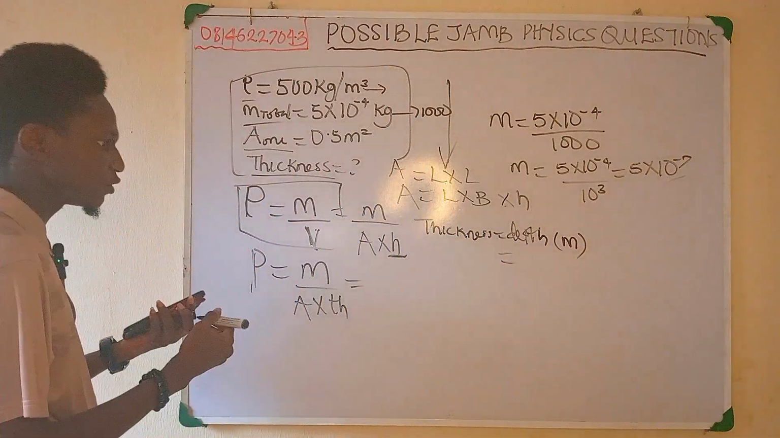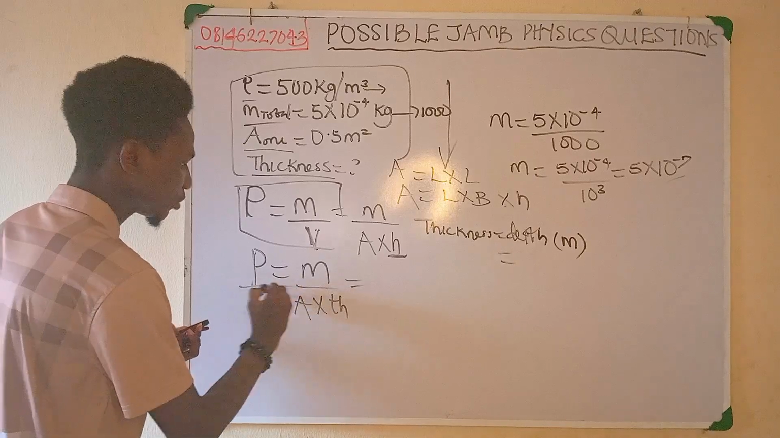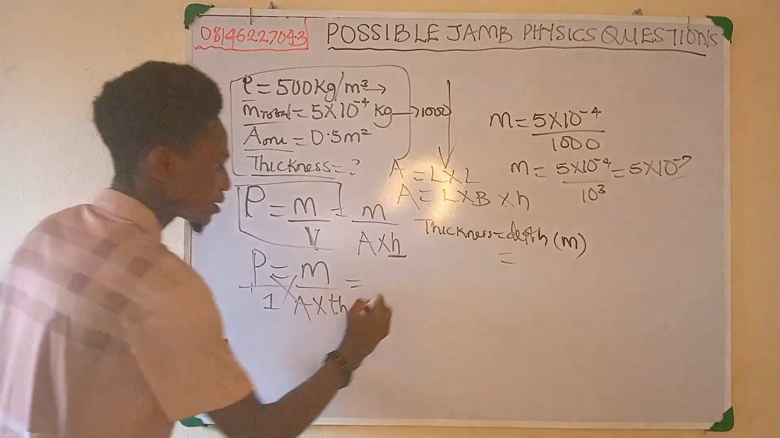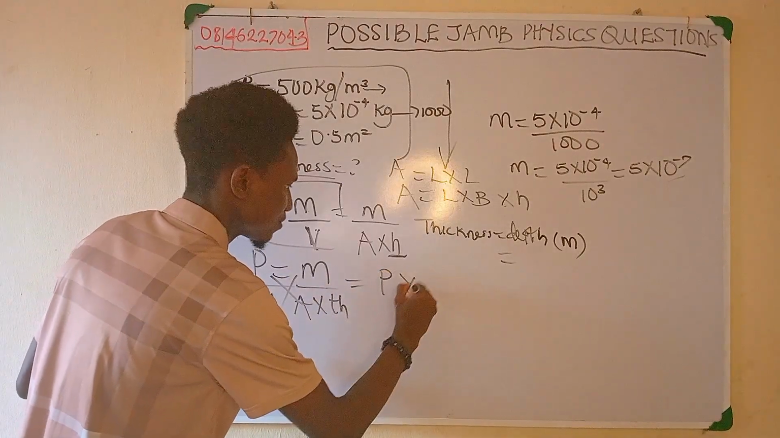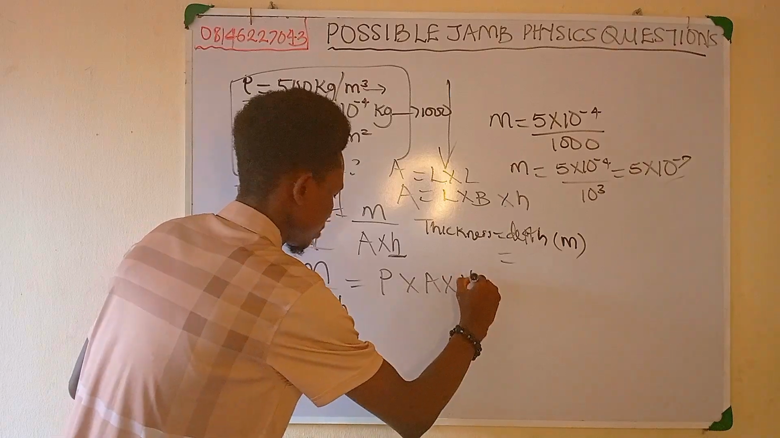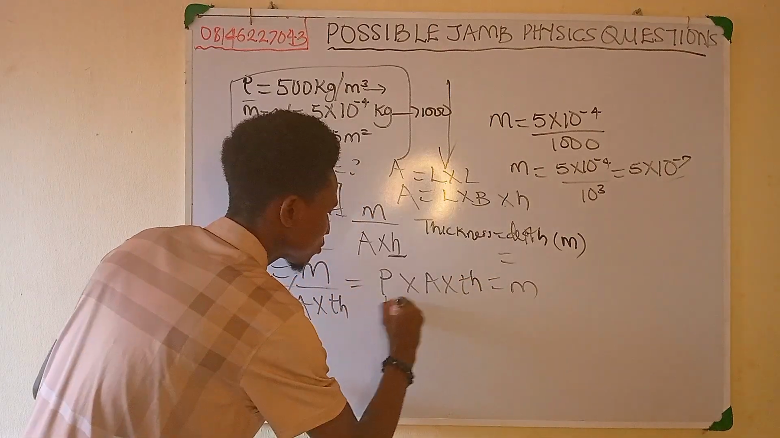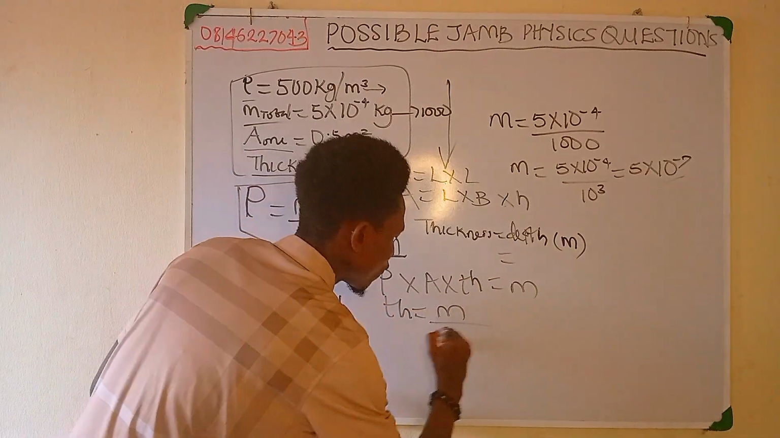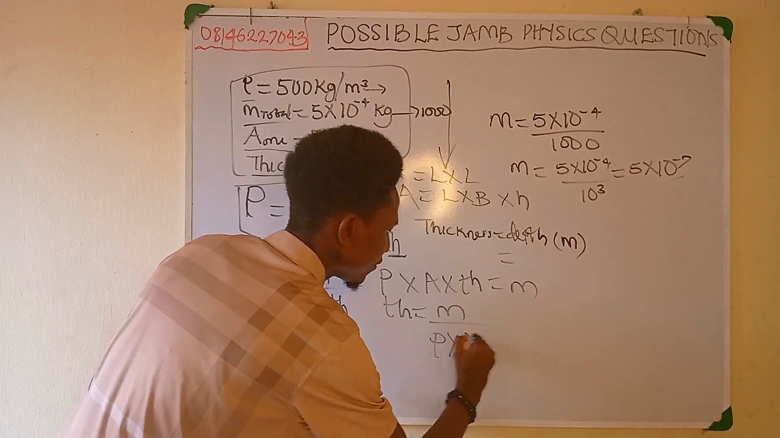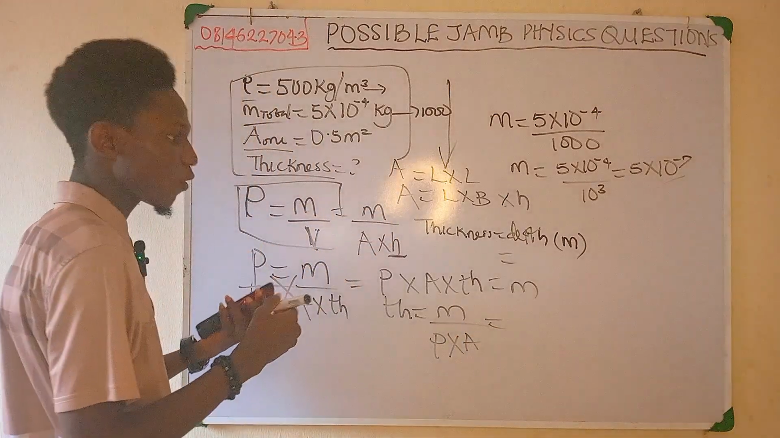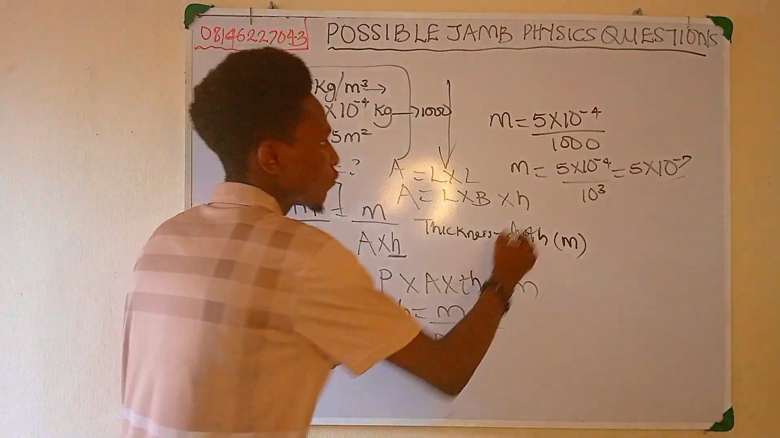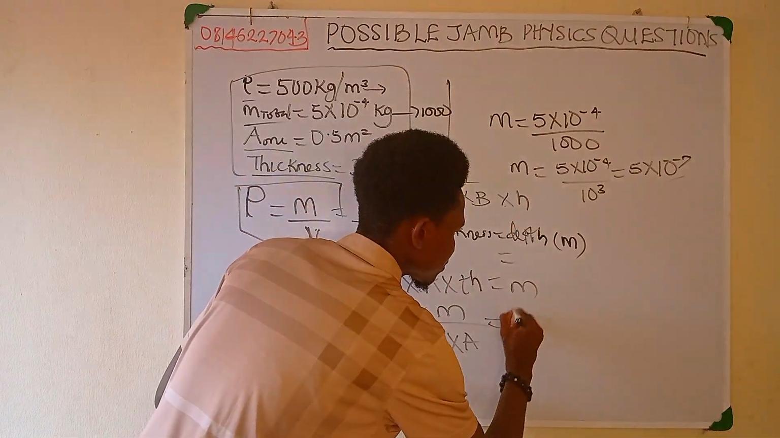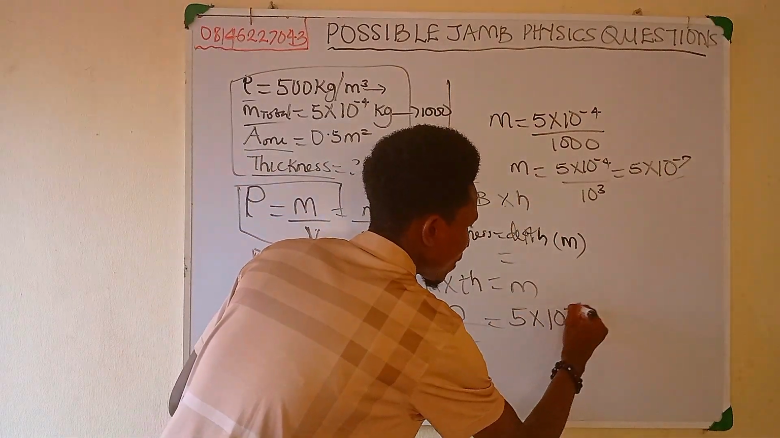Now we can quickly solve this question. So what do we do? If you cross multiply, you're going to get density times area times thickness equal to mass. Now if you make thickness the subject, you're going to get thickness equal to mass over density times area. Now, what is the mass for one drop? It's 5 times 10 raised to power minus 7.